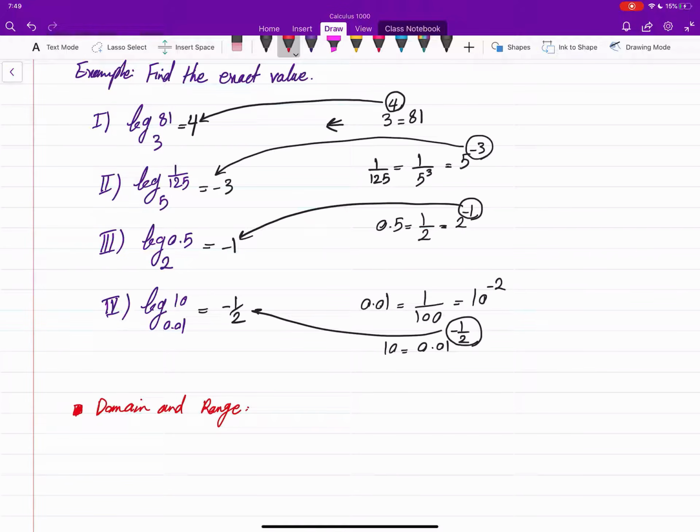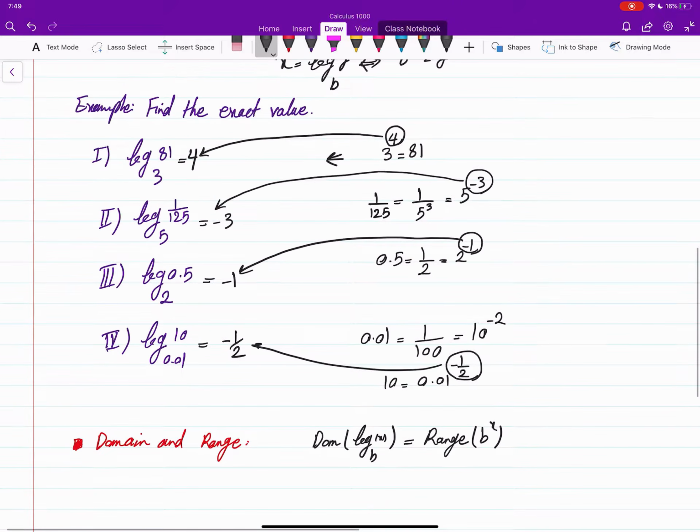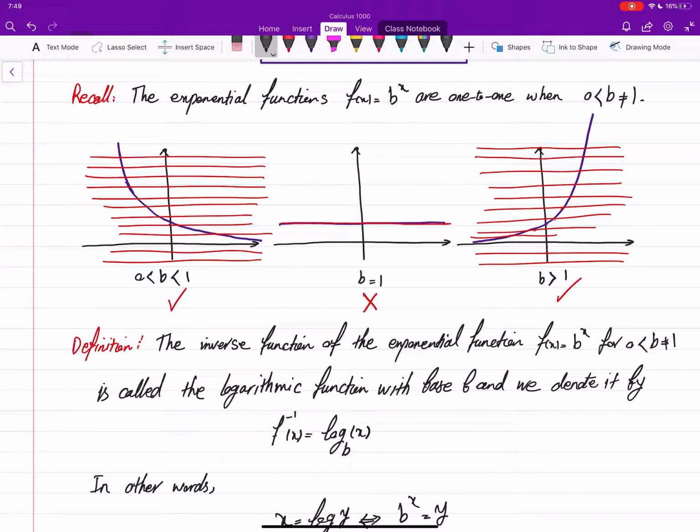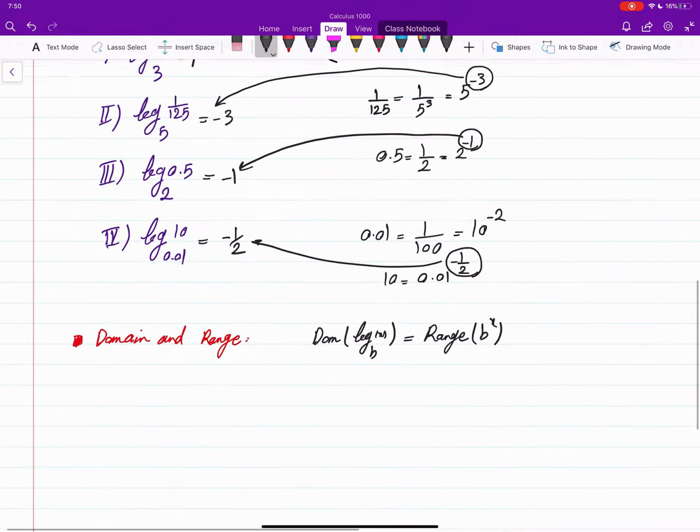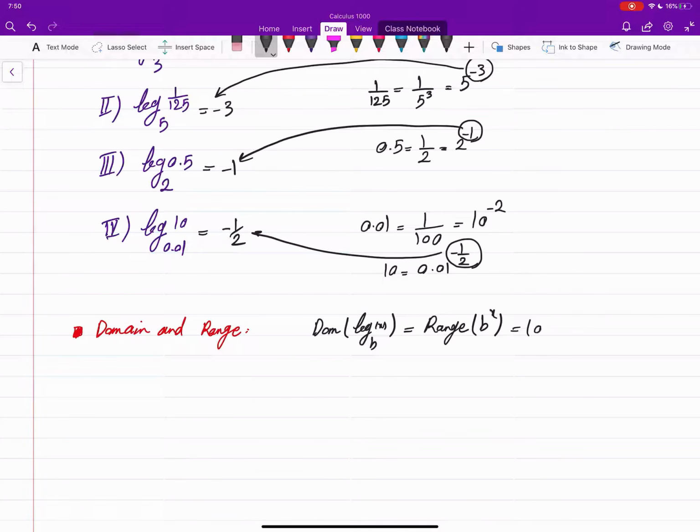Well, remember that the domain of the inverse function is the range of the original function. So here, the domain of log x base b is actually the range of b to the power x. Look at the graph of b to the power x, for b not equal to 1. They cover everything above the x-axis. So the range for that is 0, not including 0, to positive infinity.